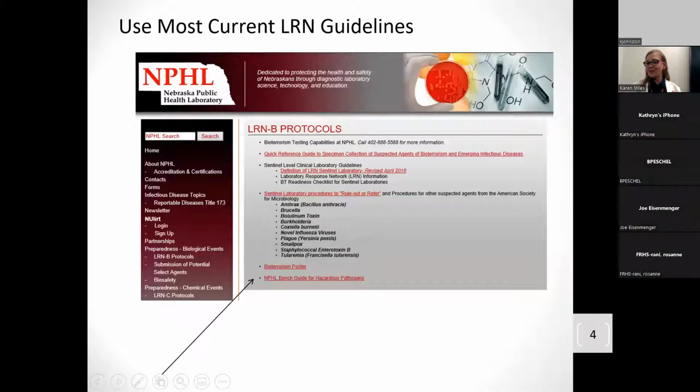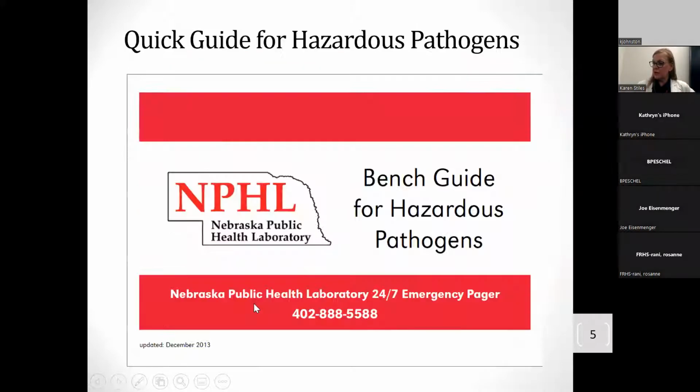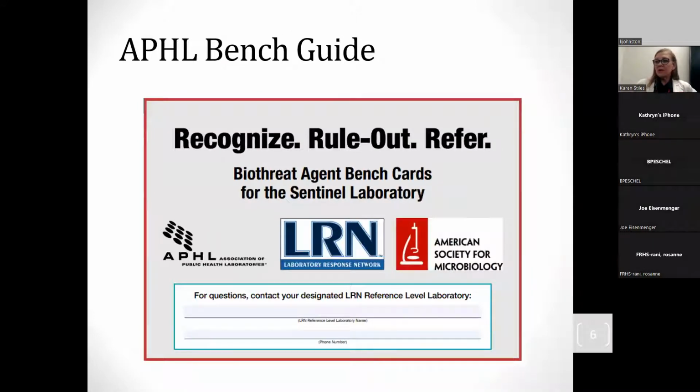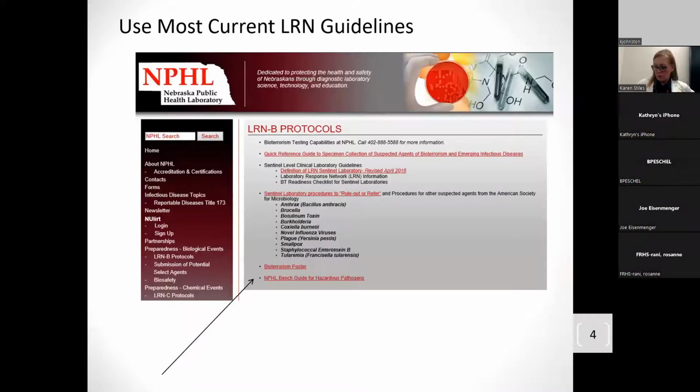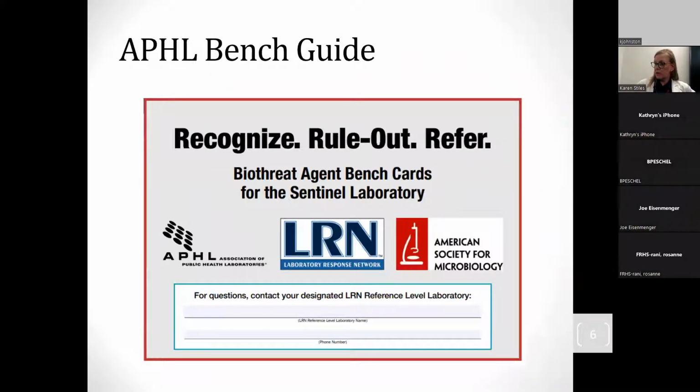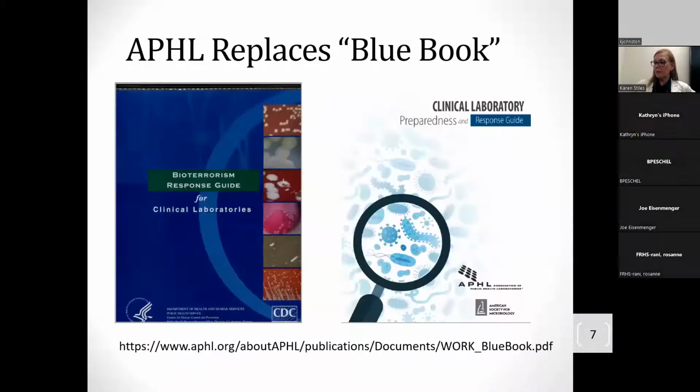All right, and another resource that you can use is the new APHL bench guide. This is on our website as well. It is, again, much more detailed, but I think that you can get as far as you can with it, and it'll be quite helpful.